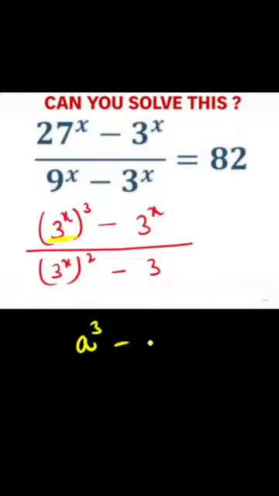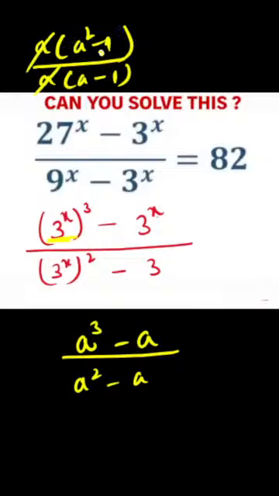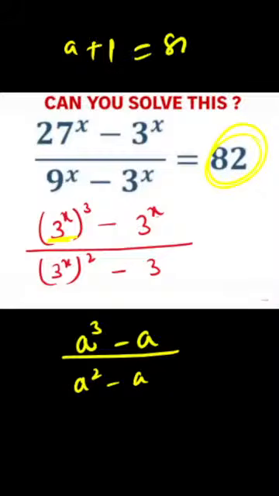Okay, this 3 raised to power x, I'll be writing it as a. So this is a cube minus a upon a square minus a. Once you do this, taking a as common, I'm not writing it equal to the 82 right now. So taking a as common, this will be a square minus 1, and at the denominator also we are going to get a minus 1. A will get cancelled out, and a square minus 1 we can rewrite as a minus 1 into a plus 1, correct? So I'll be getting a plus 1 on simplification, which is equal to this 82.